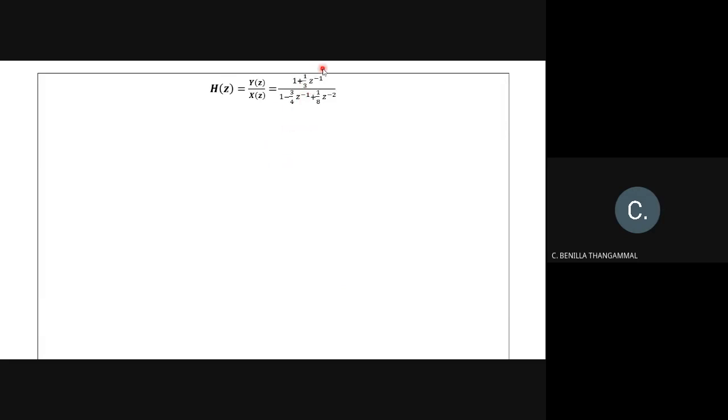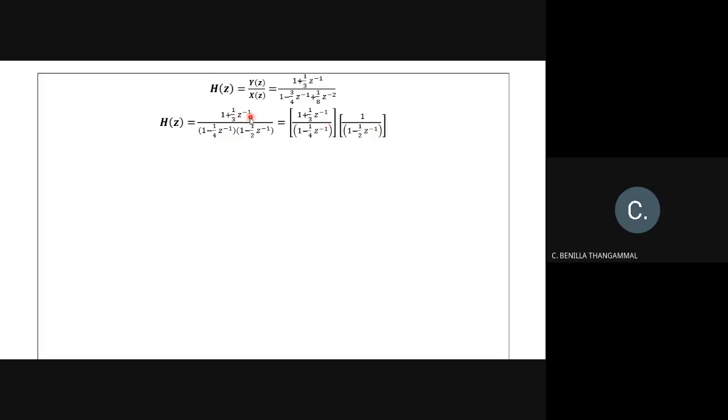So after getting your H of z, the numerator is first order, no problem. The denominator is second order, so try to factorize this one. You just check whether you are able to. Right, so I can factorize this as 1 minus 1 by 4 z inverse and 1 minus 1 by 2 z power minus 1. So now I can split it into two functions. The denominator has two factors, so I can have your H1 of z and H2 of z.